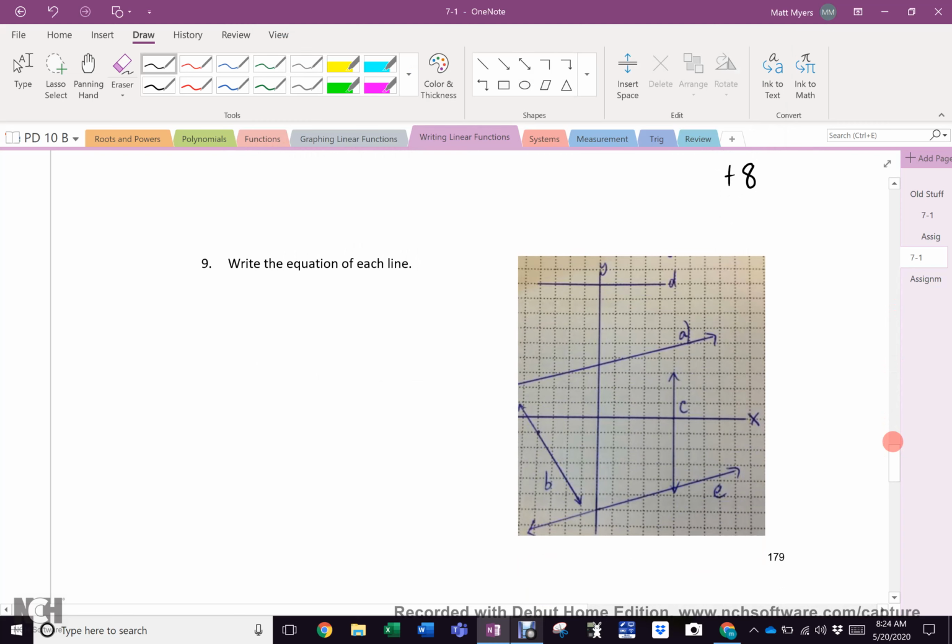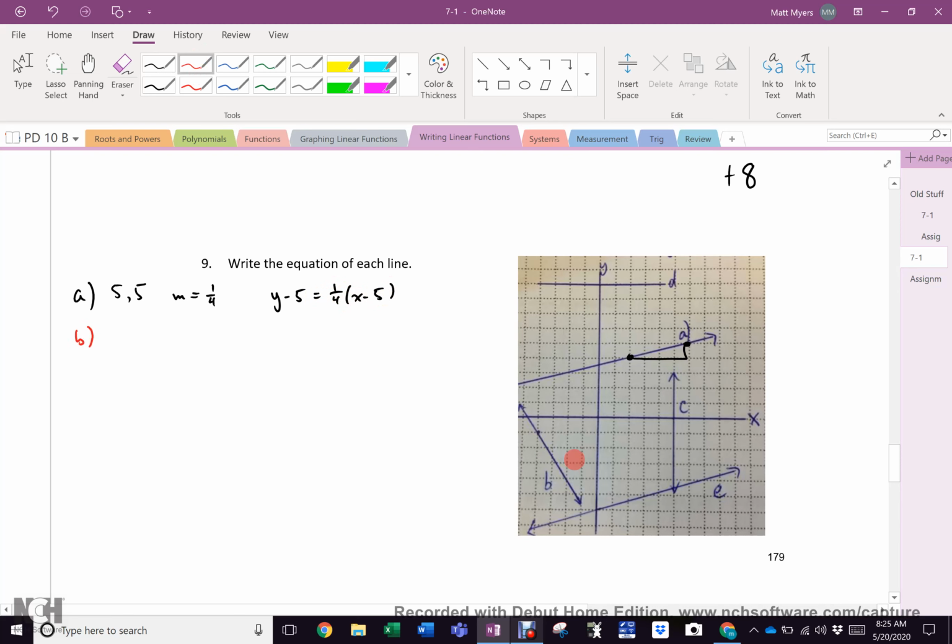Write the equation of each line. A. I got a point. I got another point. There's the slope, 1/4. 2 points. So that point right there is 1, 2, 3, 4, 5. 5, 5 with a slope of 1/4. So y minus 5 equals 1/4 x minus 5. Done.